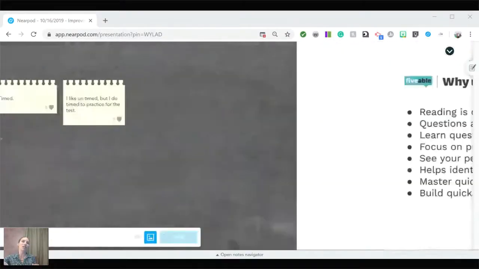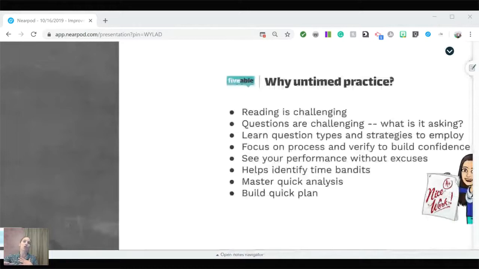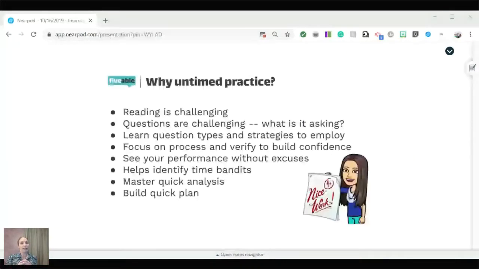Here we go. Just a moment. I'm going to challenge you to start out, especially in a year-long class, with untimed practice. And that may sound counterintuitive, but hear me out, okay? First of all, the reading is challenging. And as you start, you're going to be in a very different place at the beginning of the semester than you are at the end of the semester, or even at the end of the year if you're blessed to have a year-long course. So the questions are challenging as well.